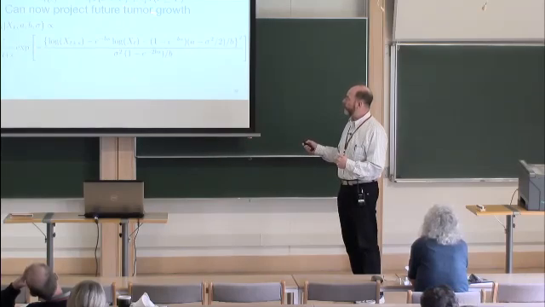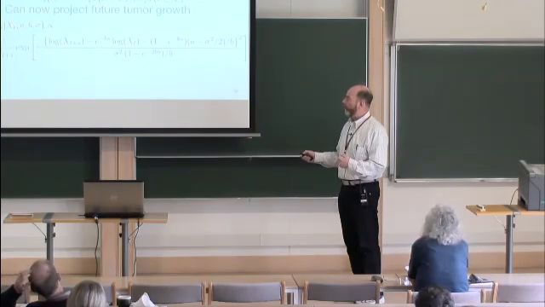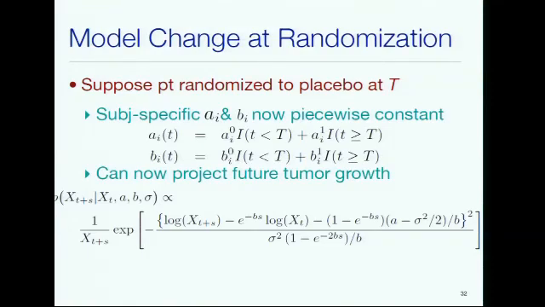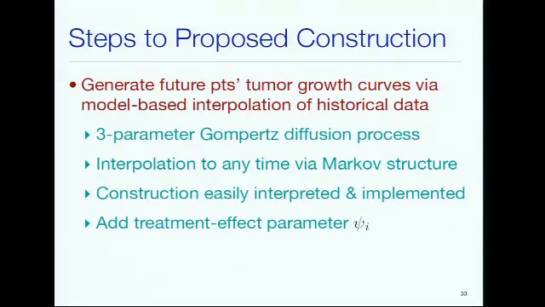And we can predict future tumor growth, as I mentioned, through the Markov structure that's inherent in the model, where we can actually write out the probability distribution, or the sampling distribution, of future tumor sizes given a current tumor size and the parameters. So we'll need to be able to generate future patient tumor growth curves in order to make predictions, because we're going to require the predictive distribution in order to optimize our utility function.